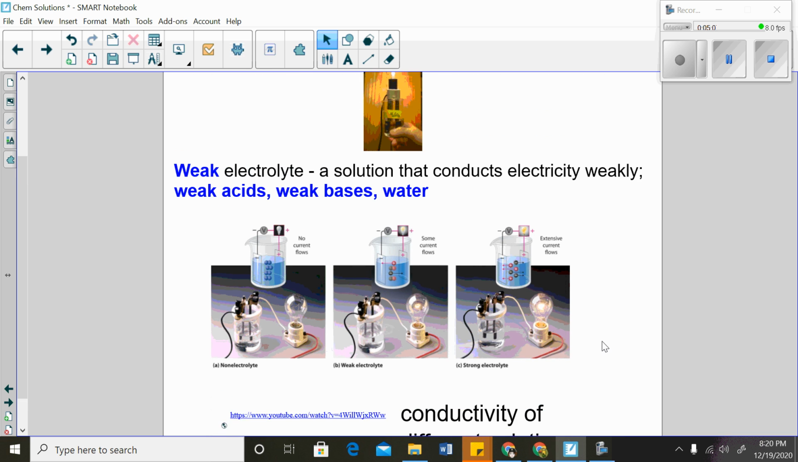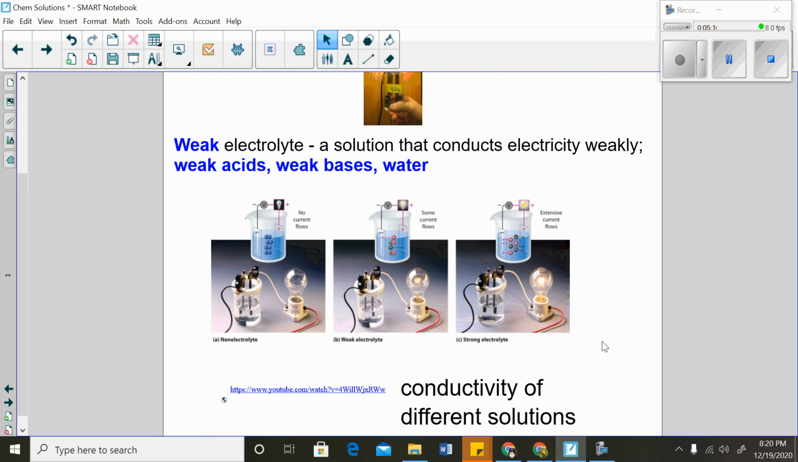Now, a weak electrolyte is a solution that conducts electricity weakly. This would be a weak acid or a weak base or something like water. It depends on which type of water you're actually using, if it's been distilled or not. If you look at this image here, this is a little more modern conductivity tester. This is a non-electrolyte, which would not conduct at all, so the light bulb is not going on at all. Then look at the difference between the second and the third picture. The second picture is showing you a weak electrolyte. The light bulb is on, just not as strong as the strong electrolyte in that third picture.